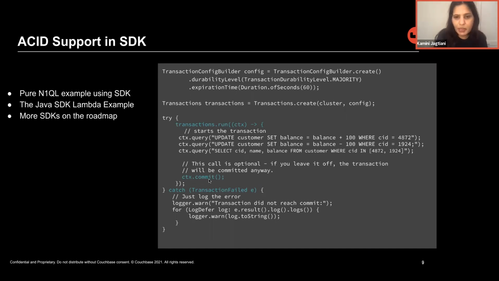You can give a separate commit. If you don't specify a commit, it will auto commit. And all the errors that could happen in this get captured in the catch, right? So this would be a simple example using the Java SDK.